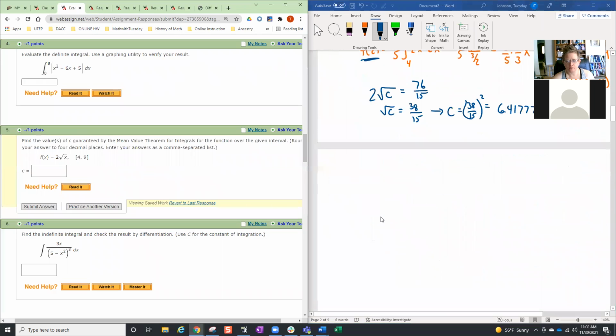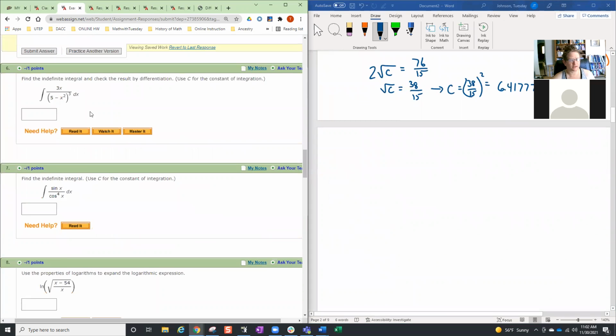We're on number 5. Number 6. We're going to use a U substitution. When U equals 5 minus x squared, our derivative will be 2x, so we'll be able to take care of that x.